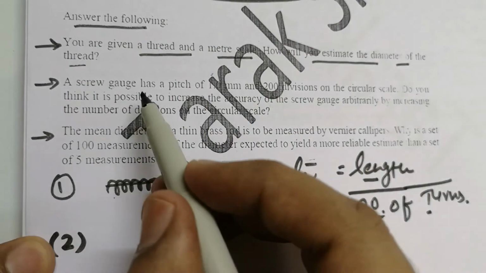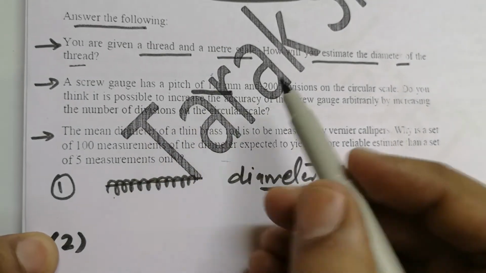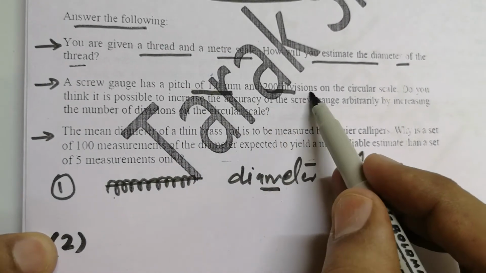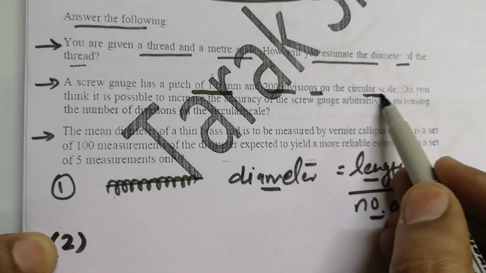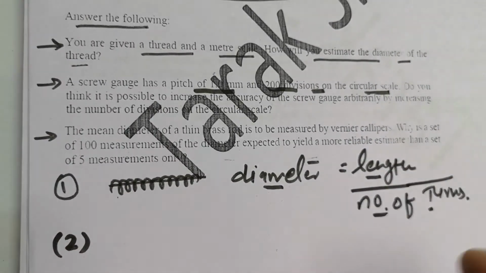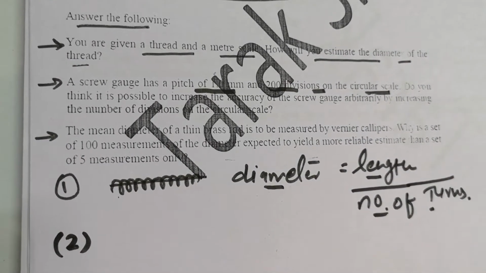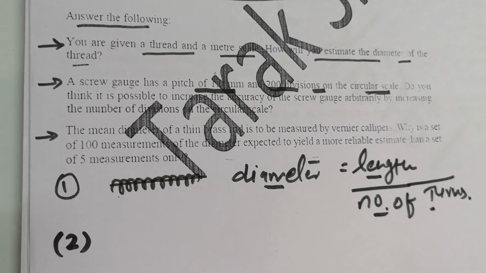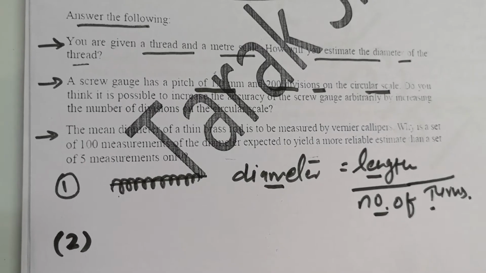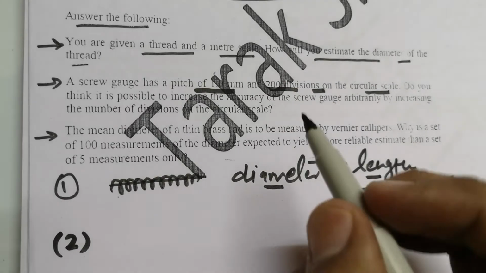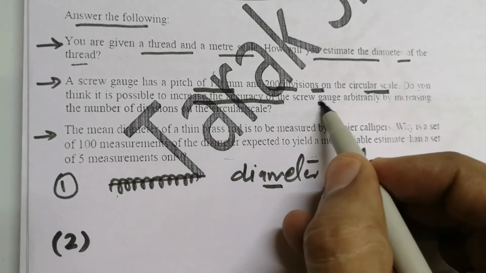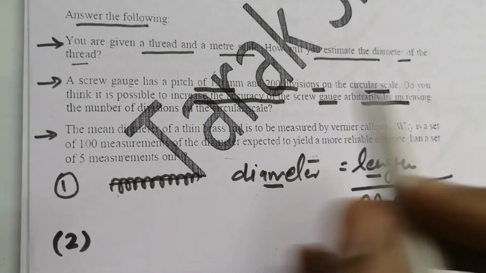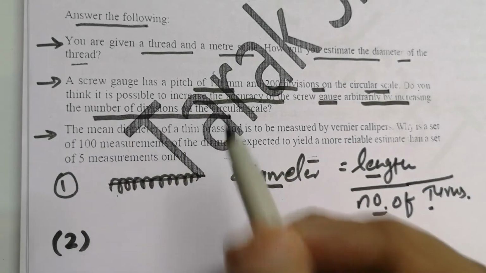The next one is: a screw gauge has a pitch of 1 millimeter and 200 divisions on the circular scale. Whenever you learn about the screw gauge, meter gauge and vernier calipers, you will learn about such pitches and numbers of scales. There are 2 types of scale. One is called a stable scale, and on a screw gauge there is a rotating or circular scale. So you have to find out how to increase the accuracy of a screw gauge with the help of the data given to you.